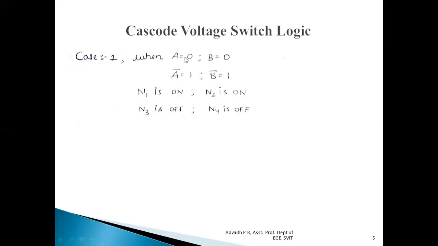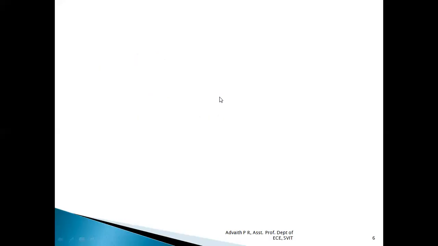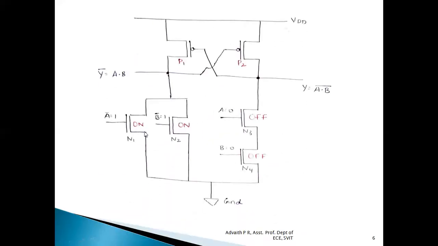So because A is equal to 0 and B is equal to 0, N3 and N4 are off, whereas because A bar is equal to 1 and B bar is equal to 1, N1 and N2 are on. So it looks somewhat similar to this. N1 and N2 MOSFETs are on, whereas N3 and N4 MOSFETs are off.